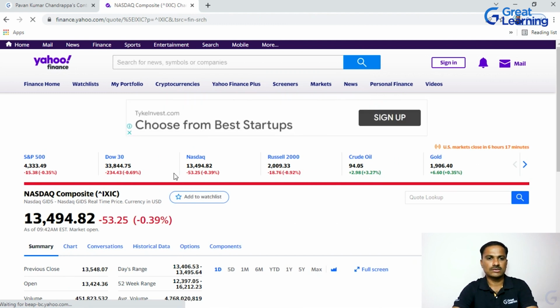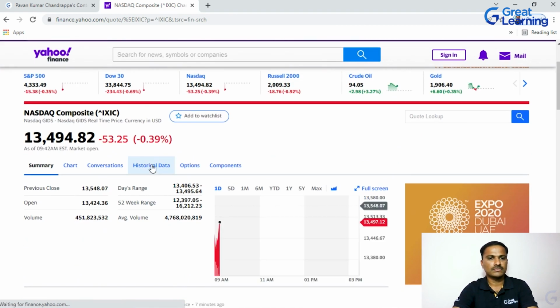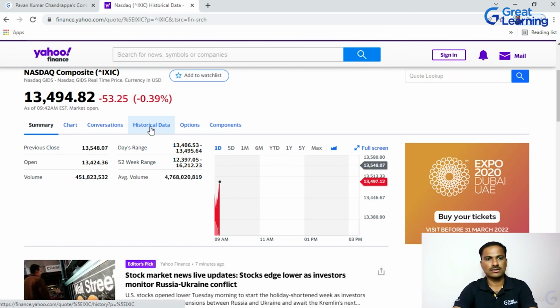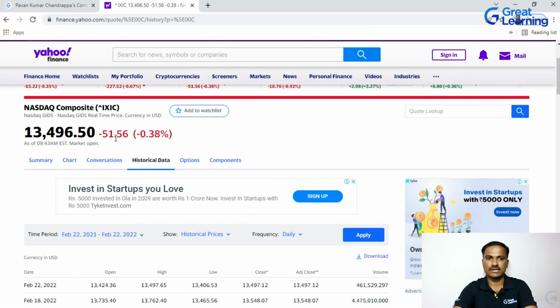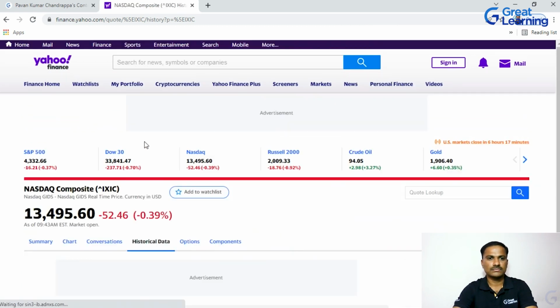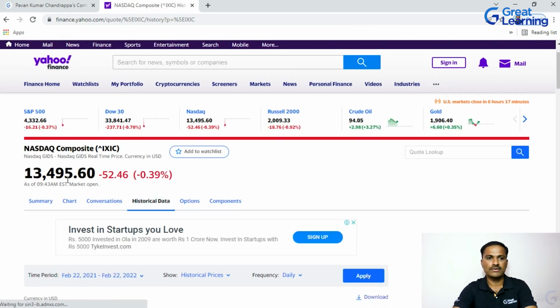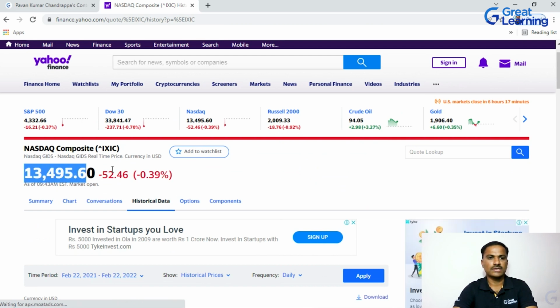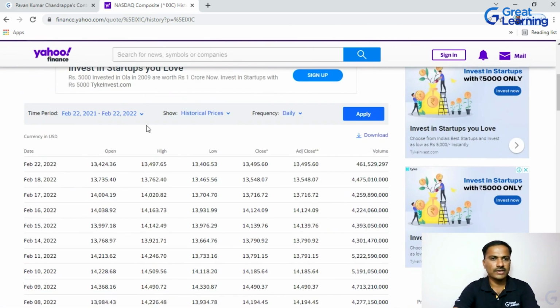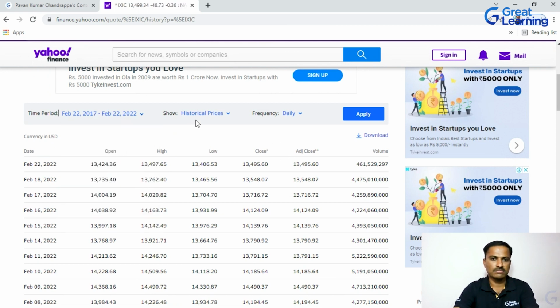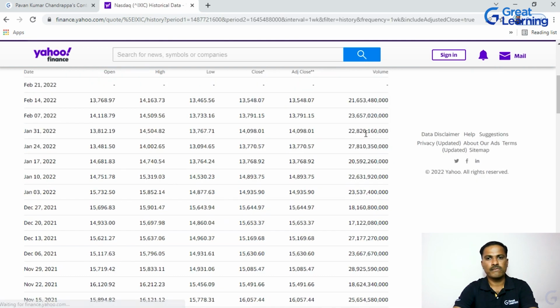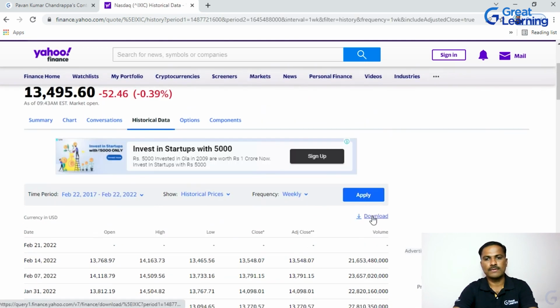This is the Nasdaq page, historical data. This is the market data. So Infosys is the stock, Nasdaq is the index. Since the index is also traded, we say this is the price of Nasdaq. So choose the same frequency, same time series. Since you have chosen 5 years for the stock, choose the same duration, choose historical prices, and choose the same frequency, that is weekly. Apply, then download.